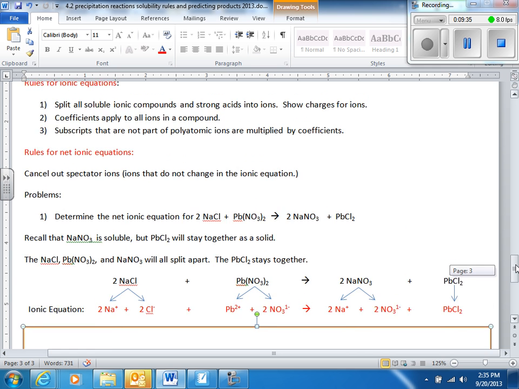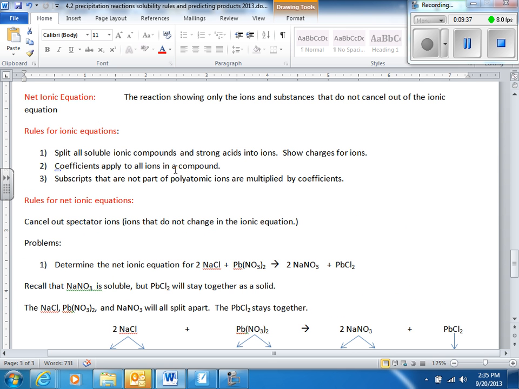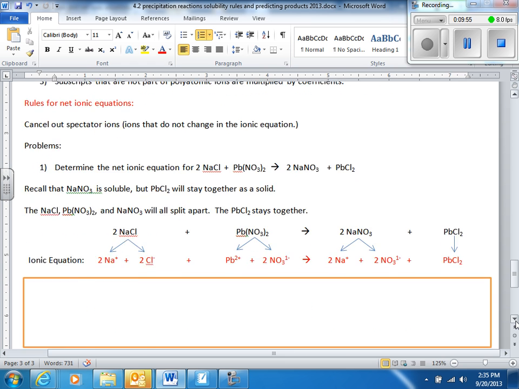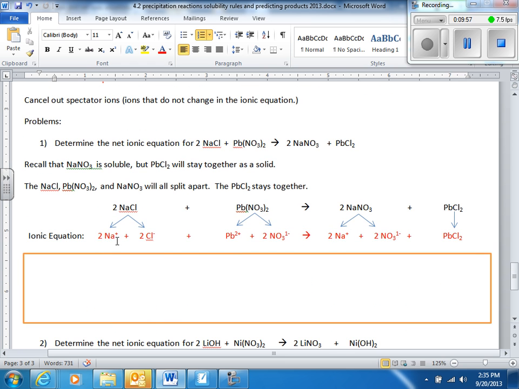And there were some rules up here. Coefficients apply to all ions in a compound, and subscripts that aren't part of polyatomic ions are multiplied by coefficients. These 2 rules are extremely important. You should highlight them, do something so that you remember this. These are the big mistakes that people make when they're doing these problems. Okay, so here's the answer.